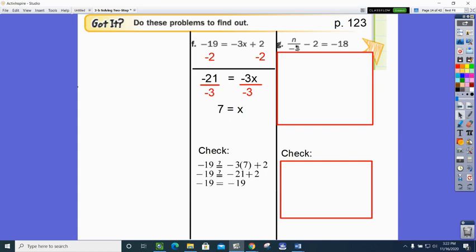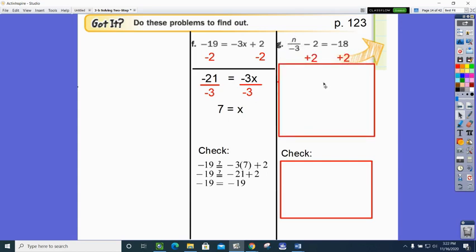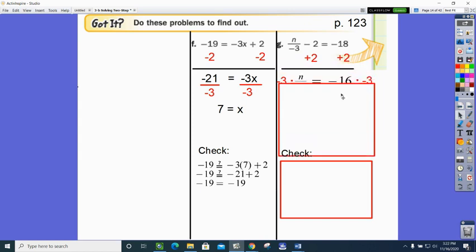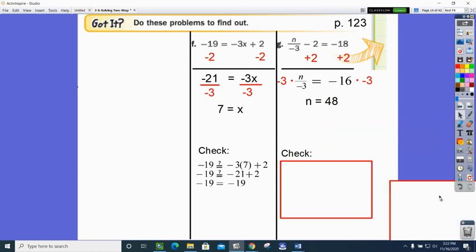All right, first of all, don't touch the n in the -3. You're going to start by adding 2. When you add 2 on this side, you should see -16. Now, the opposite of dividing by -3 is multiplying by -3. That is the one step you can write on the same line. These are going to cancel, leaving one n, and over here, a negative times a negative is a positive, and it will be 48. Let's check it.